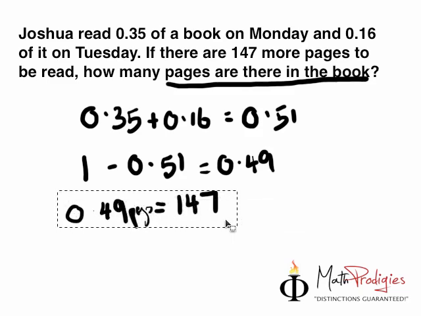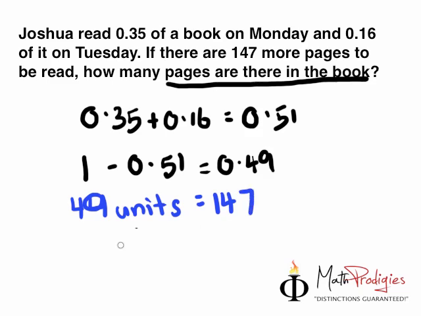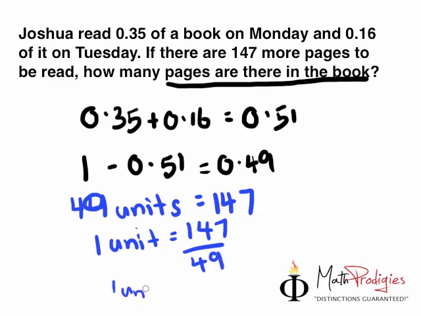The answer should be something like this. Take a blue pen here. I'm going to write this down for you. If 49 units equals what? Correct, 147 pages. And hence 100 units equals what? So let's find 1 unit first. 1 unit equals 147 divided by 49. If you do the working, you will get 1 unit equals 3.